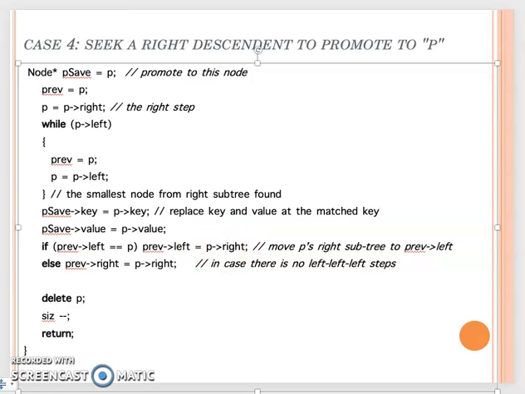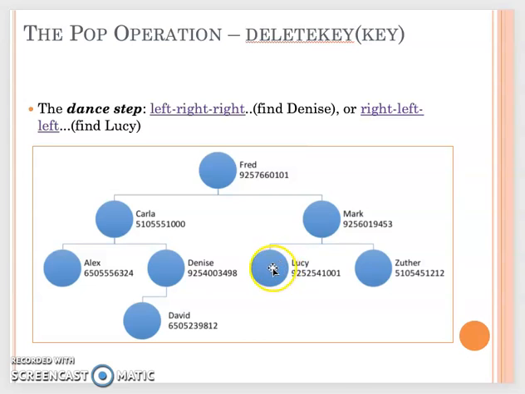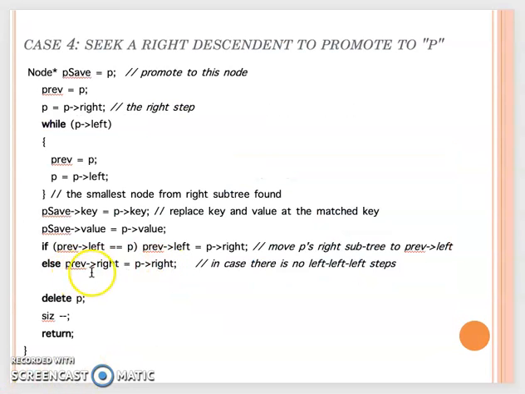We see here that one possible situation is that Lucy can have right children, because a right child is greater than Lucy. So pref left needs to be assigned to Lucy's right. But if Lucy doesn't have right children, then pref left just equals zero. Else, pref right equals p right, just in case. Okay, so that's the right-hand side.